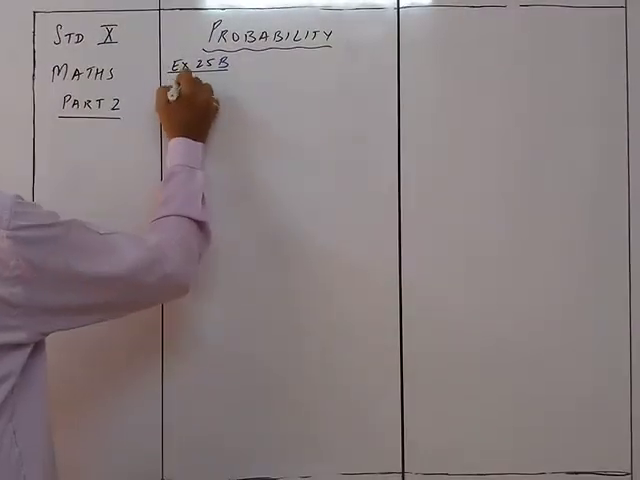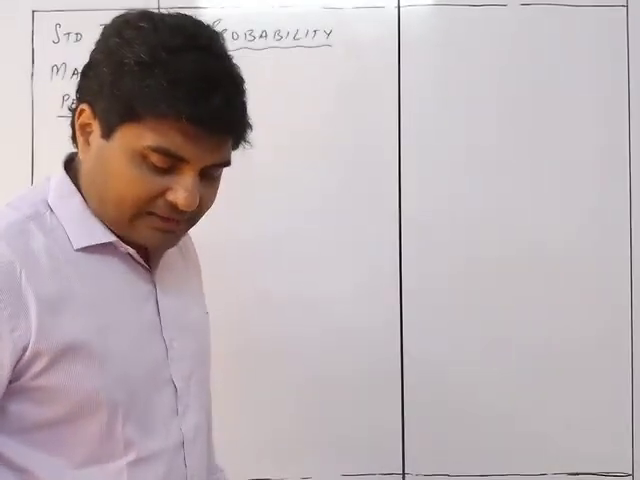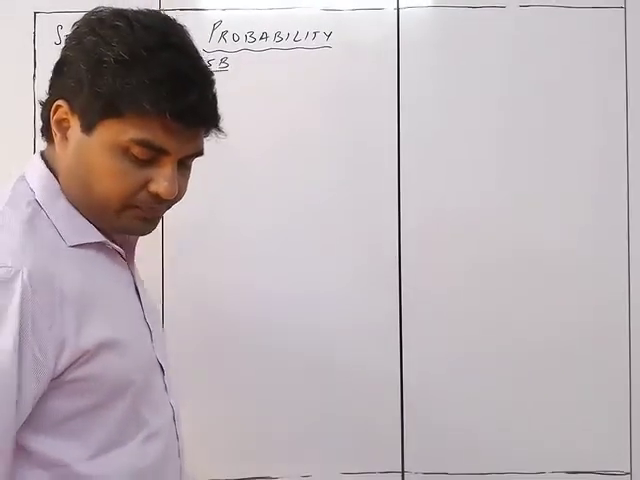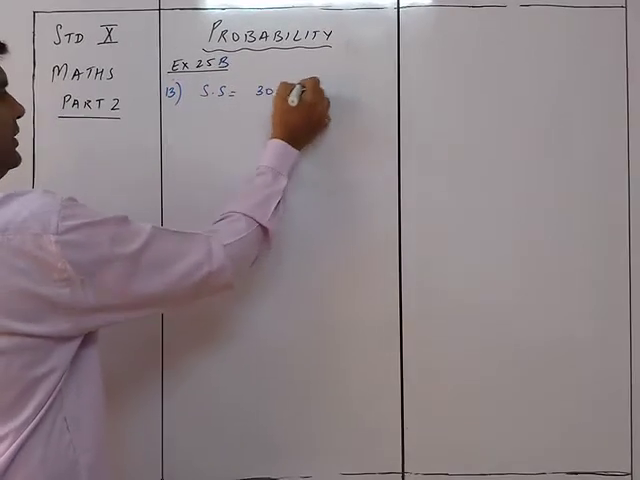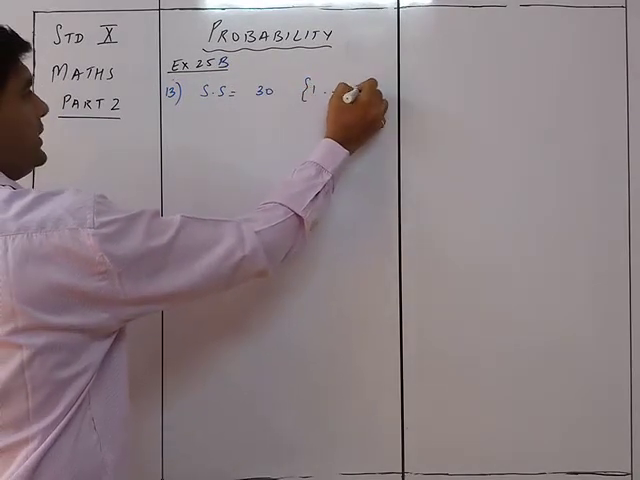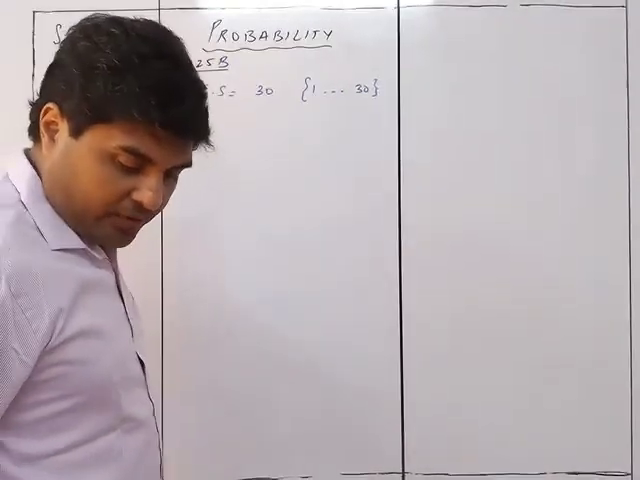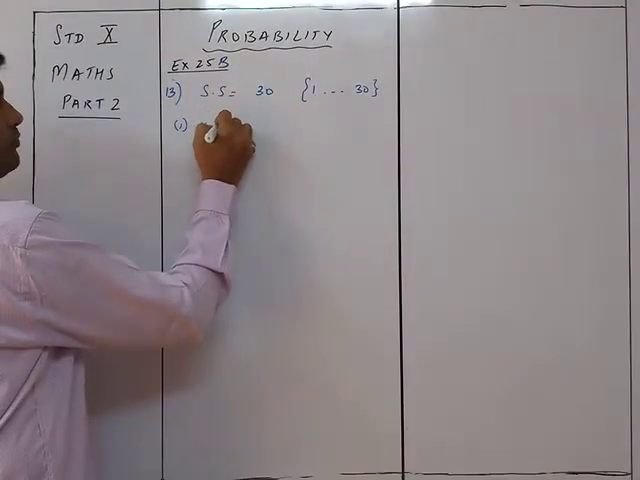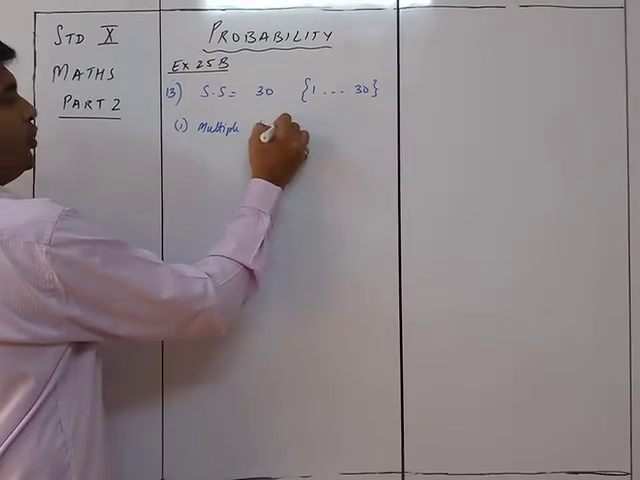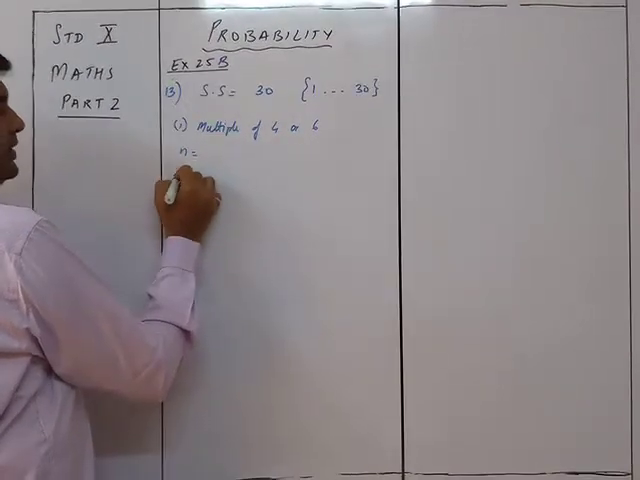Sum number 13. 30 identical cards are marked with the numbers 1 to 30. So again the same thing, sample space is equal to 30, from 1 to 30. You need to find the probability of a multiple of 4 or 6. So you can see n over here, we can write down the numbers.